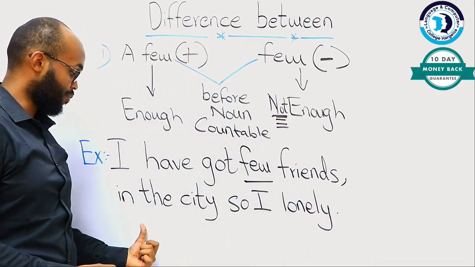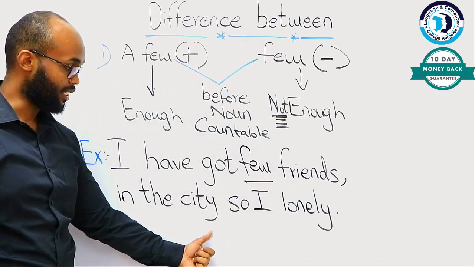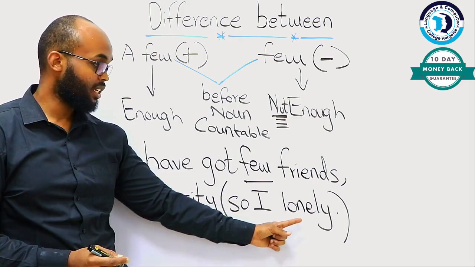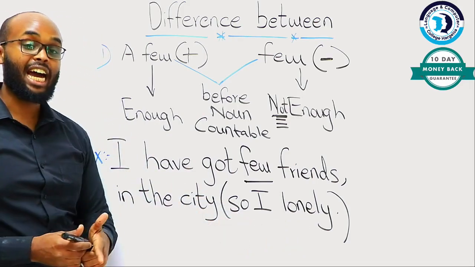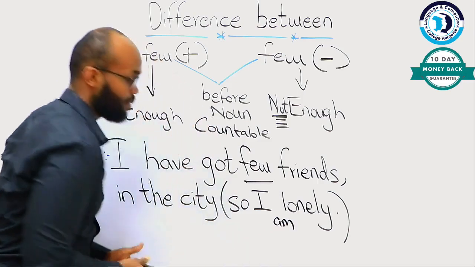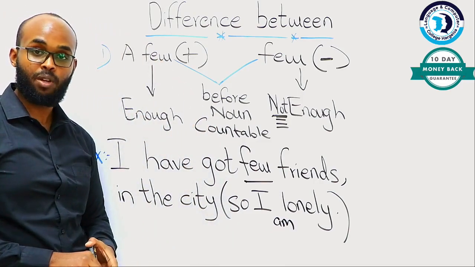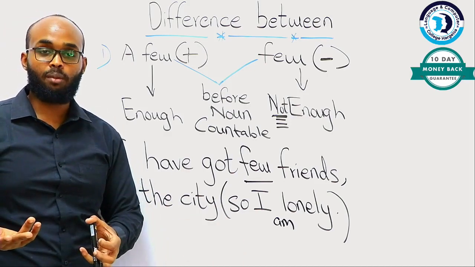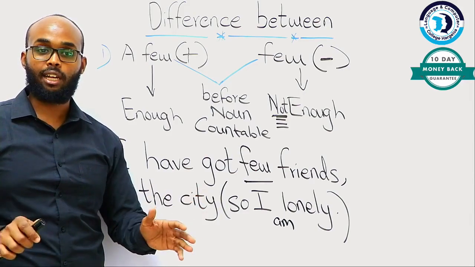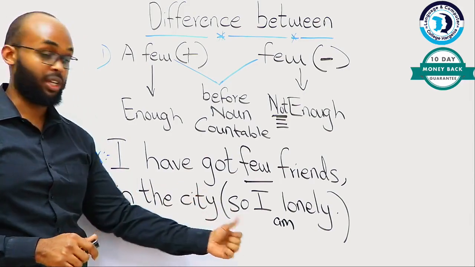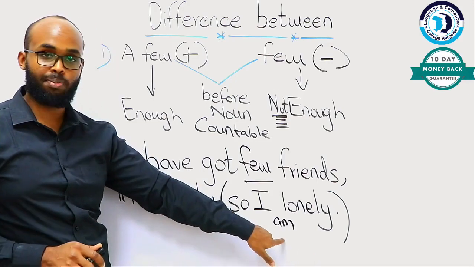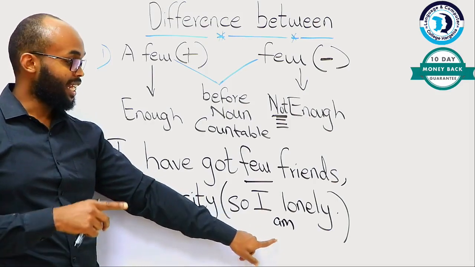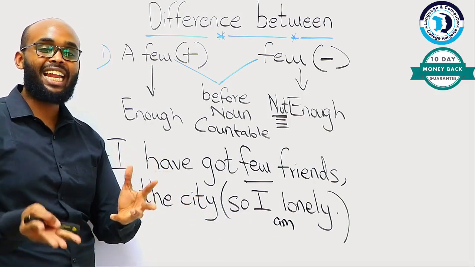Like in here, in the city, I am lonely. How come I am lonely? Lonely means you have no friends. So we say I am lonely because of this part of the sentence, because this part of the sentence is negative.